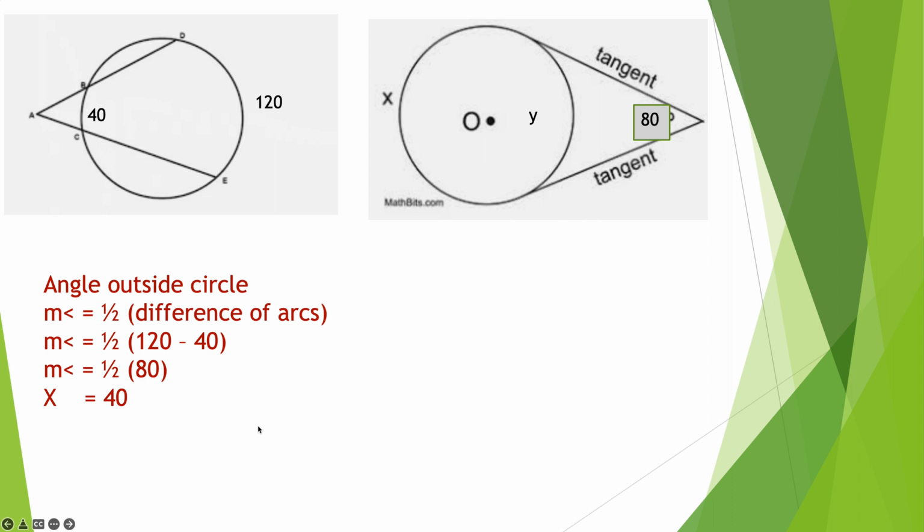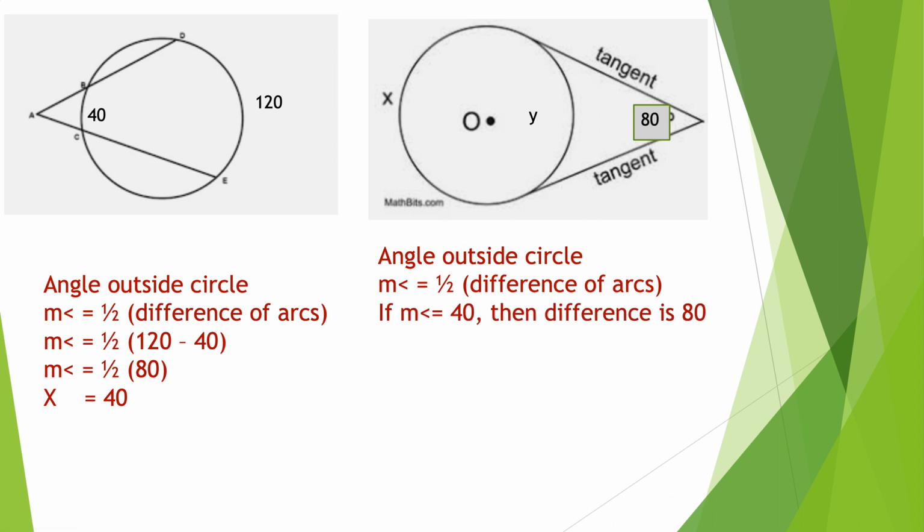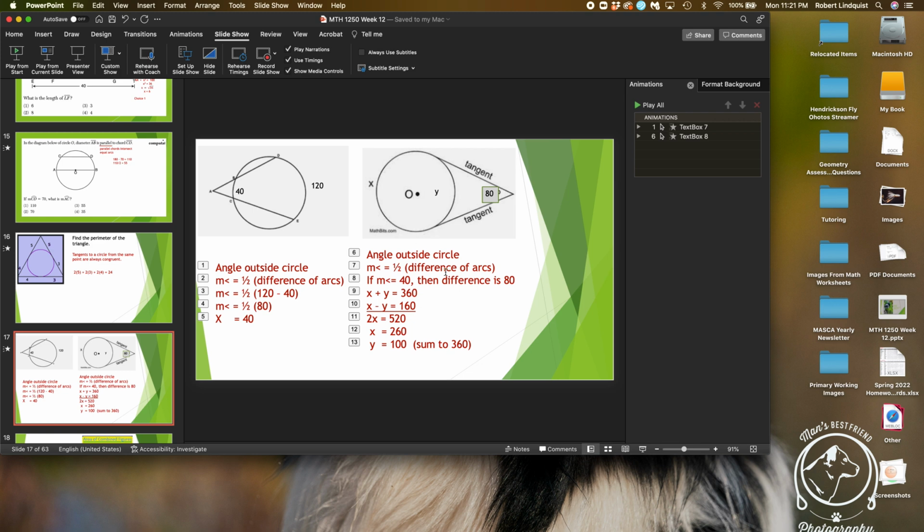Now, for the next one, much more challenging. It's an angle outside the circle, so again, the measure of the angle is half the difference. The problem is that you don't know any numbers on either of these arcs, but you do know two things about them. The first thing you know is that since the measure of angle A on the outside is 80, that means that their difference has to be 160.